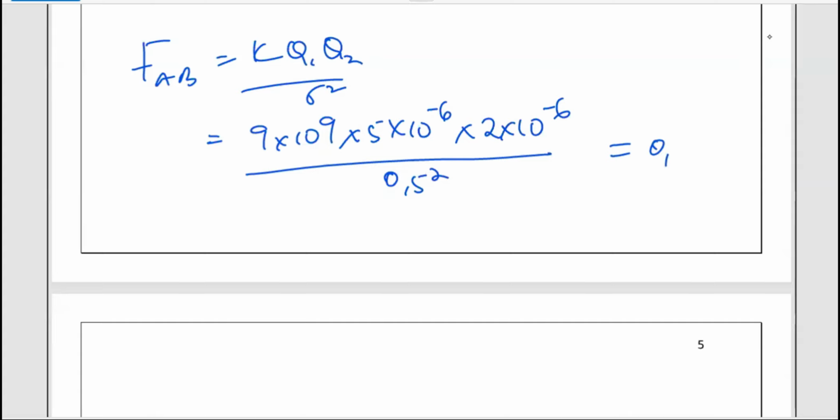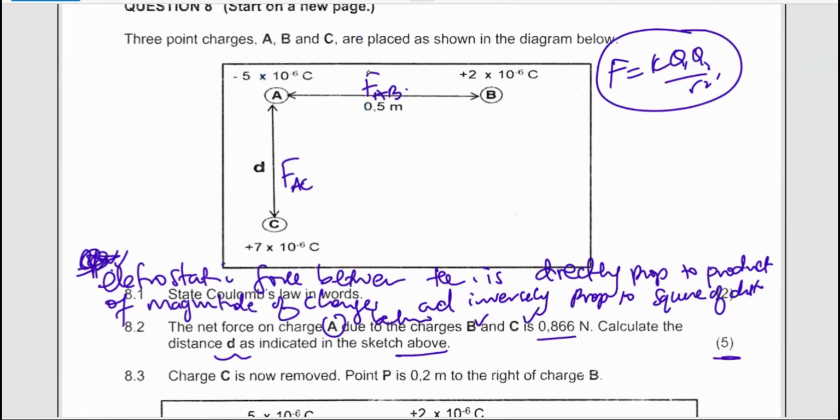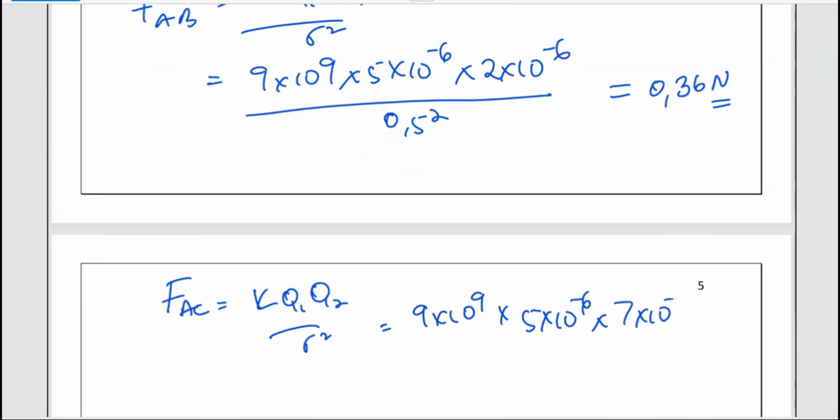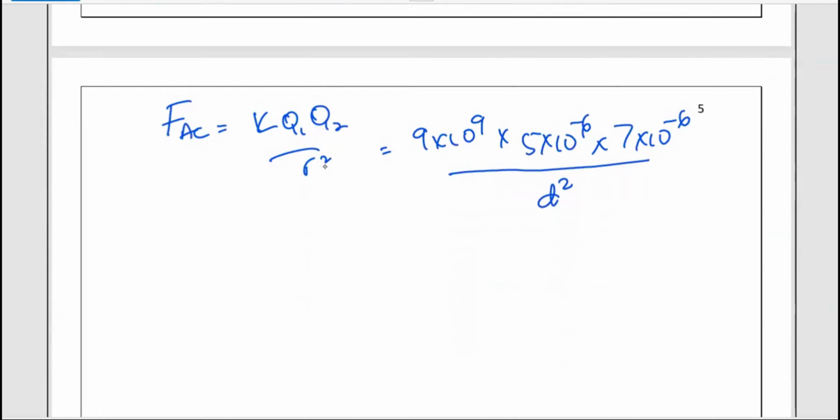So this gives me 0.36 newtons, okay? Then the F_AC is going to be the same. It's going to be kQ1Q2 over r squared, which is 9 times 10 to the 9 multiplied by the 5 times 10 to the negative 6. Then this charge is 7 times 10 to the negative 6, and we're dividing it by d squared. When I simplify this, I'm getting something like 0.315 over d squared. So this is the force of AC.